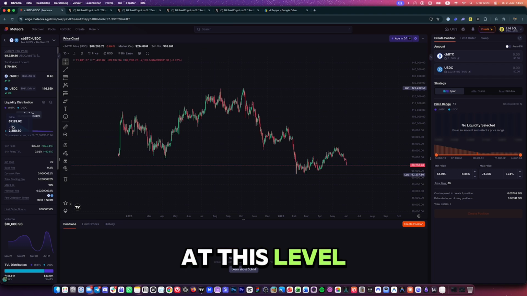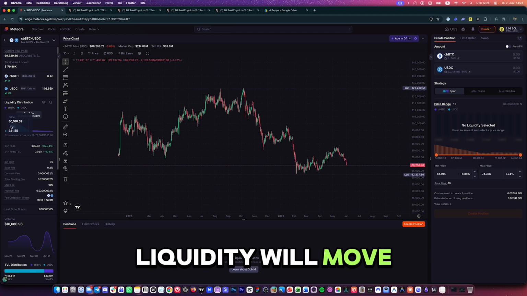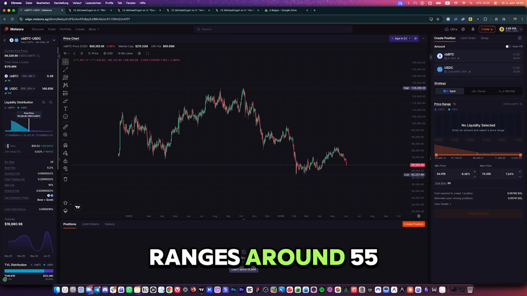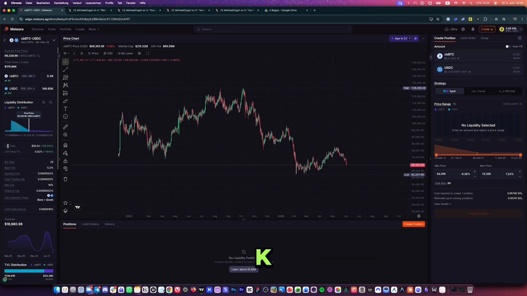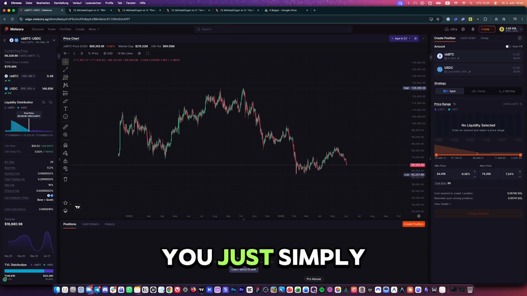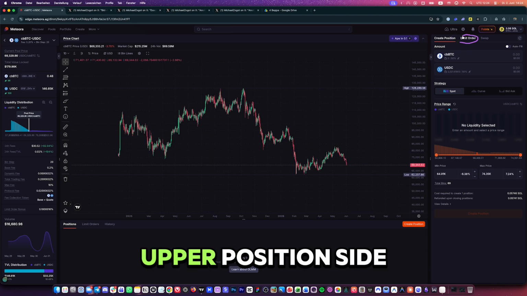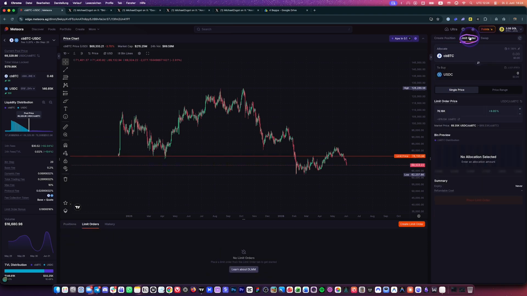And you see here we have liquidity at this level. Of course, this is a snapshot of the current market. When the price is going lower, this deep liquidity will also move with the price, so it will become more liquidity in the ranges around 55k or 50k. To set up the limit order, you just simply choose the limit order here on the upper position side.